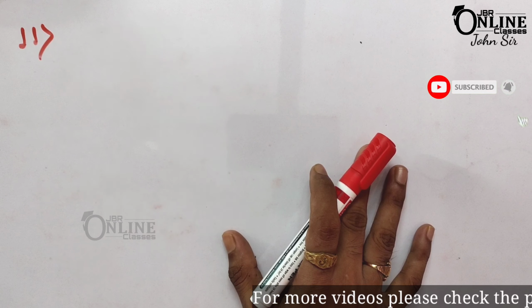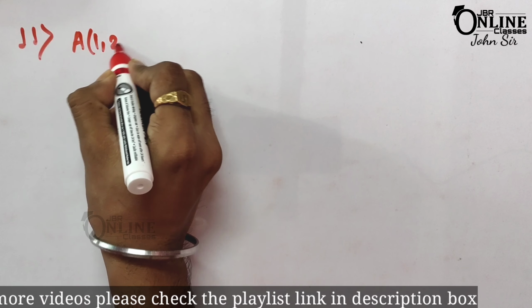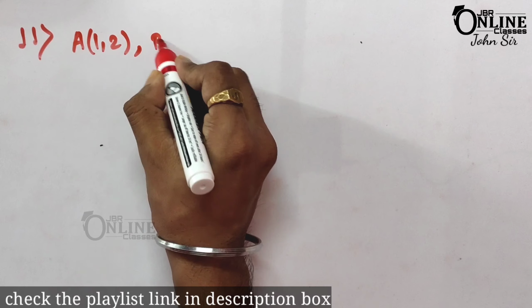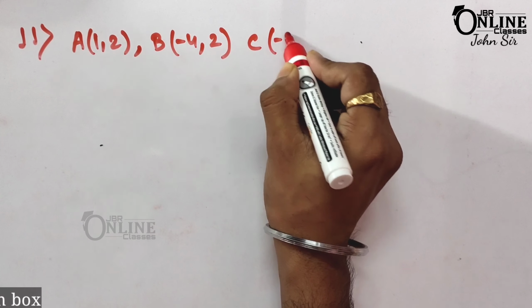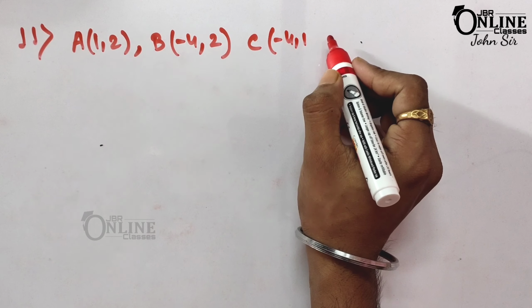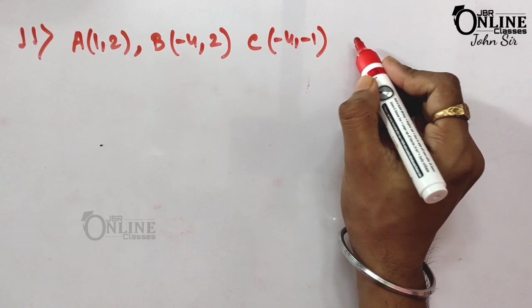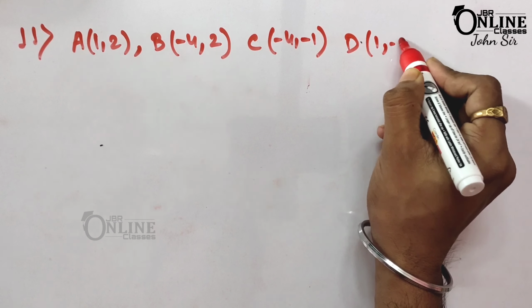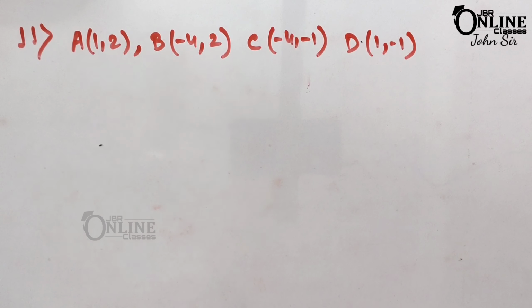In sum number 11, plot the points A (1, 2), B (-4, 2), C (-4, -1), and D (1, -1). So A, B, C, D are the 4 points. What kind of quadrilateral is ABCD? Also find the area of the quadrilateral ABCD.